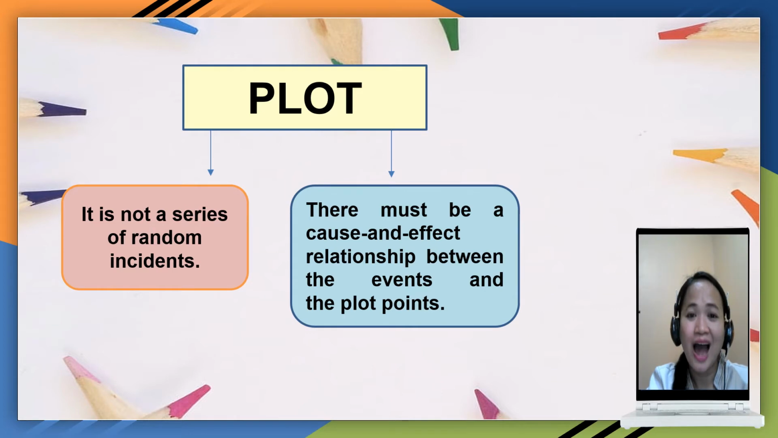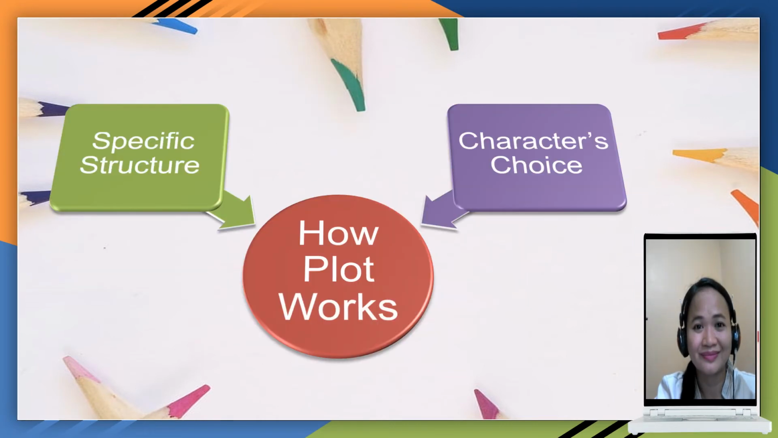Now, how do we write a plot? Plot is not a series of random incidents. Actually, there must be a continuity of actions in the story. Generally, there must be a cause and effect relationship between the events and the plot points. What are plot points? Plot points are the incidents that directly impact what happens next in a story.